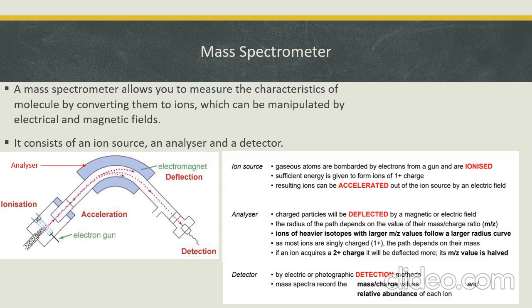In the detector, the ions are detected by electrical and photographic methods, and the result is known as a mass spectrum. The mass spectra record the m/z ratio and the relative abundance of each ion, and it will be presented in a chart, which I'm going to show you in the next slide. It's called the mass spectrum.